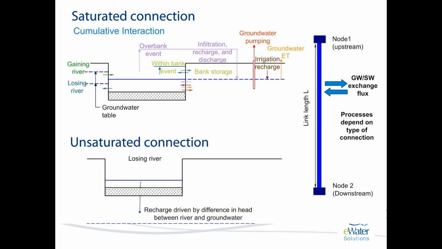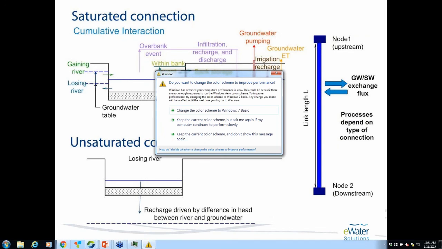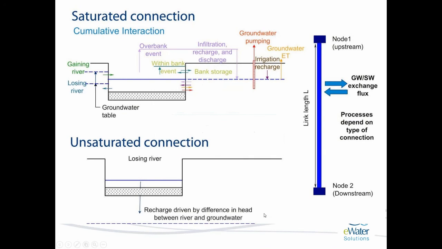Now, the unsaturated connection model you use in the case where you know that your groundwater level is always going to be below the level of the stream, and it will always be a losing situation. So water will always be higher in the stream than the groundwater level, so you always lose water, so it'd be a negative flux from the river.